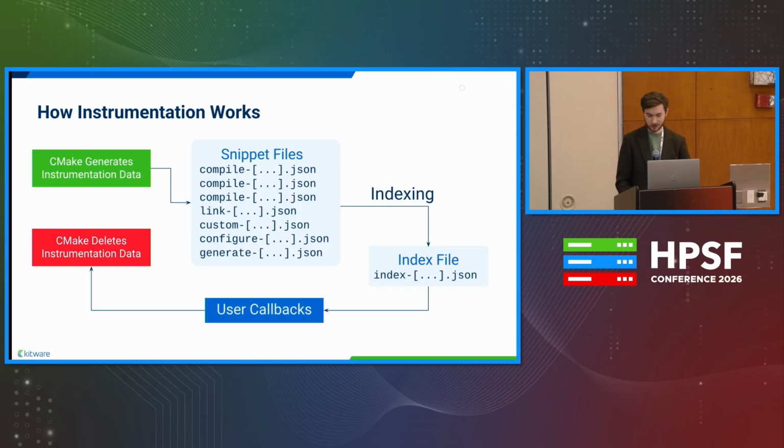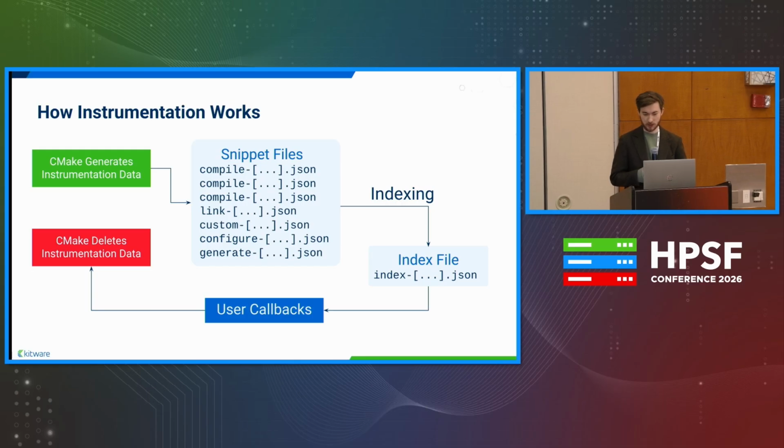So just a high-level overview of how this works during your build. CMake will generate instrumentation data. It does this by wrapping every command in a launcher, and it writes these snippet files to a directory in your build tree. And so there'll be one snippet file for each command, like each compile or link.